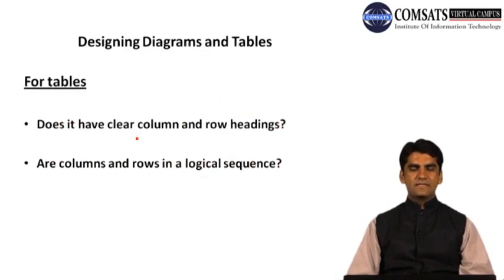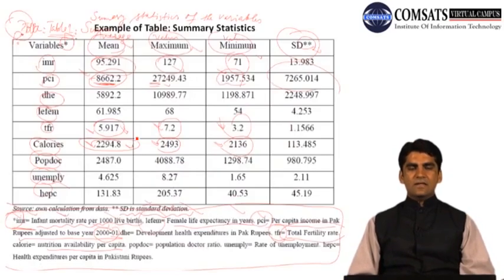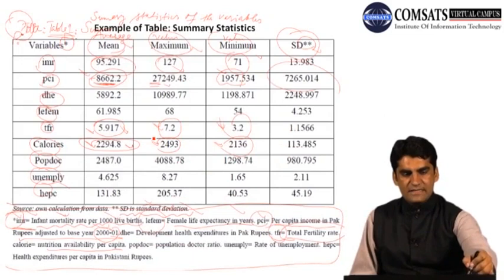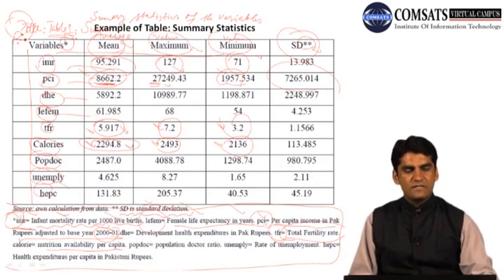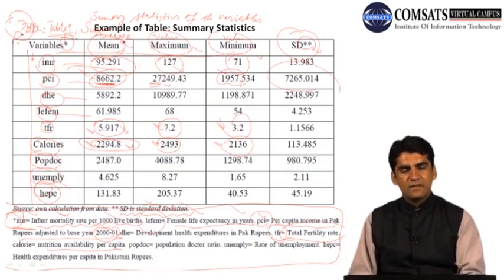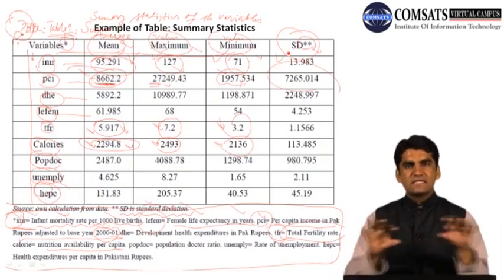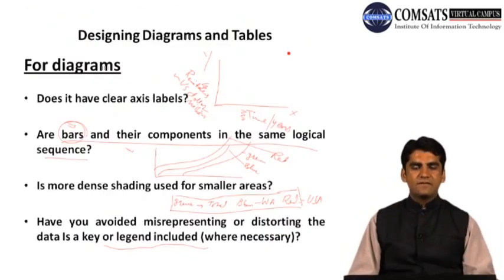What do we have to include in tables? Does it have clear column and row headings? So if we see that column wise we have put nice headings, and row wise we have self-explanatory headings. Column wise we have variables, that is IMR, PCI, going on to HEPC, and then row wise we have IMR's mean, then maximum, minimum and standard deviation, which is nicely covered and explained.